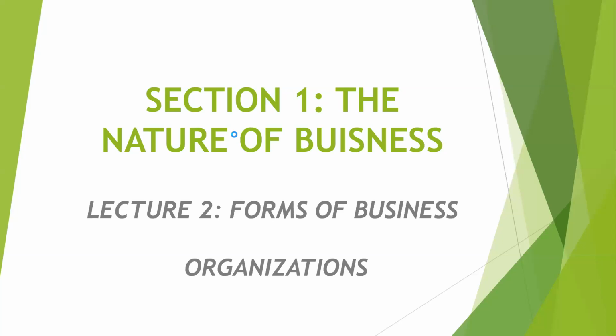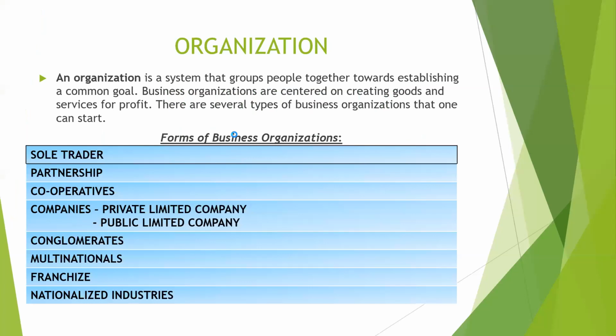So we are continuing. We looked at last week the definition of an organization. We started off with looking at what an organization is, and we saw it as a group of people coming together to establish a common goal. And we established that the common goal for all organizations is to make a profit. So business organizations are centered on creating goods and services for profits.